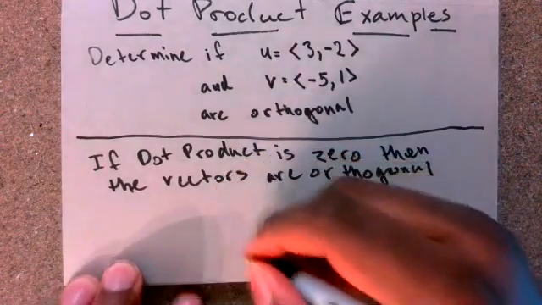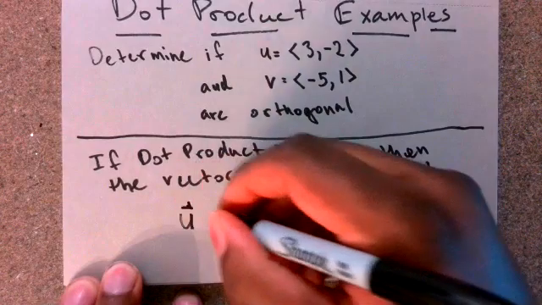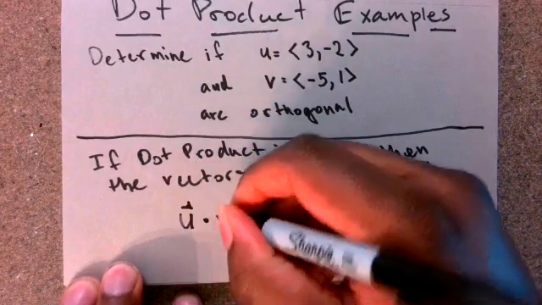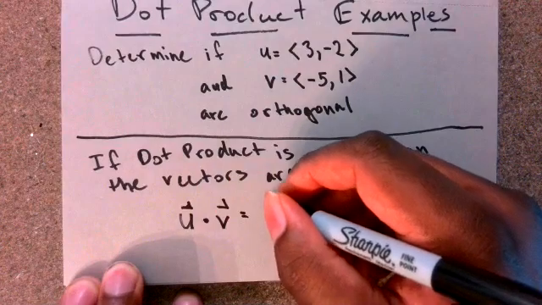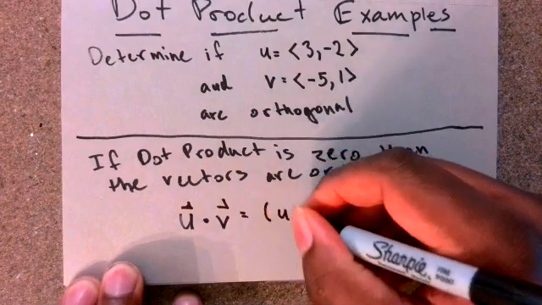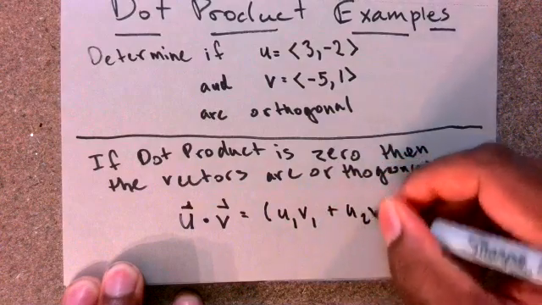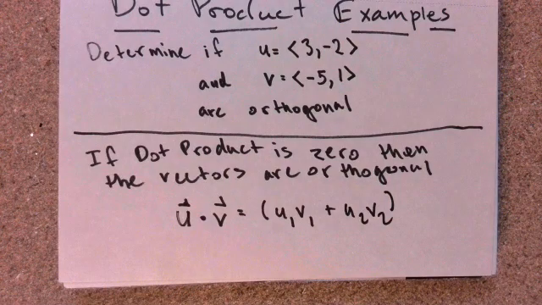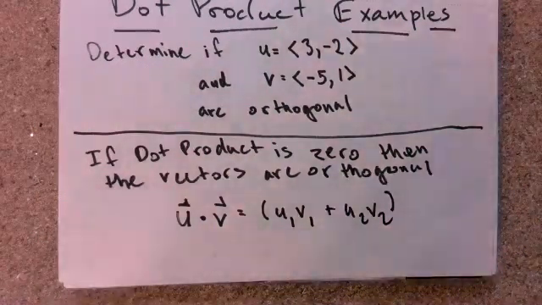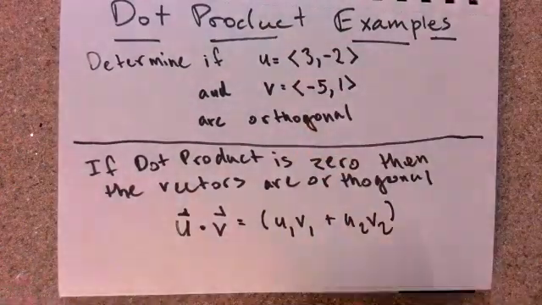Also, let's remember, what is the dot product? Well, the dot product of u dotted with vector v is just the components u1 times v1 plus u2 v2. All right, so let's go through all this and see if these two vectors are orthogonal.